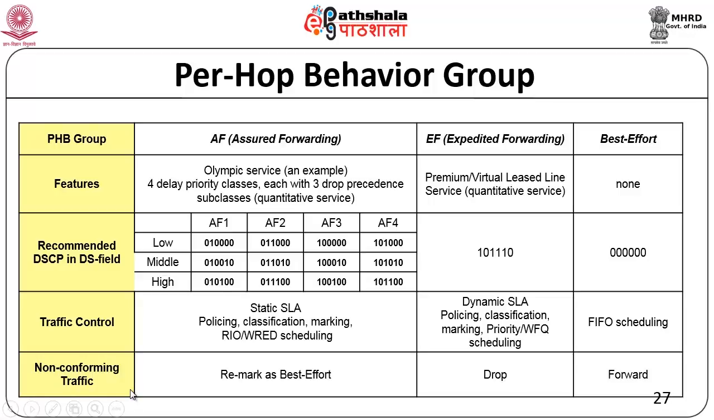For non-conforming traffic, in case of AF, you remark it as best effort. So it will be treated as if it is a best effort traffic. For expedited forwarding, you typically drop if it is a non-conforming traffic. Okay, these are the behaviors that we use.